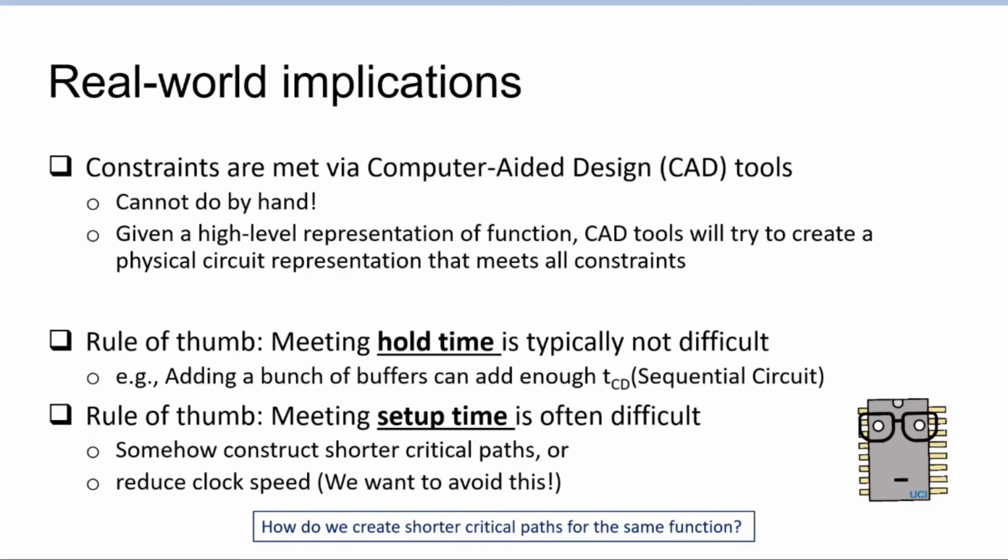But from the point of view of, say, Intel or other chip designers, this is something that has to be avoided at all costs. So the big question here that we need to answer is, how do we create shorter critical paths for the same high-level logical function? For example, if you want to add two numbers together, is there a way to create a circuit that has a shorter critical path while doing the same operation? And that's the big question that will be answered throughout the rest of this course, pretty much.